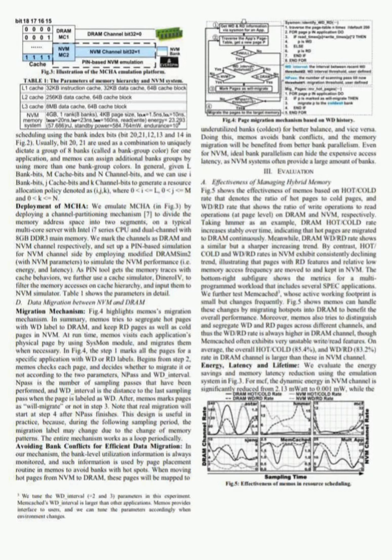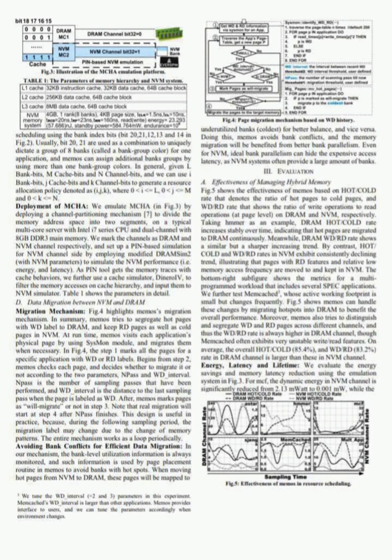Deployment of MCHA. We emulate MCHA in Fig.3 by deploying a channel partitioning mechanism [7] to divide the memory address space into two segments, on a typical multi-core server with Intel i7 series CPU and dual channel with 8 GB DDR3 main memory, that is, energy and latency.